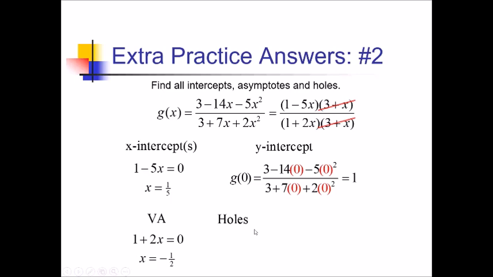For the holes, that's going to be whatever zeroes out any factors that got canceled out, like this 3 plus x. So if we see what makes 3 plus x equal to 0, that's going to be a hole at negative 3. And then finally, the horizontal asymptote: since we have the same degree for the numerator and denominator, they're both second degree, our horizontal asymptote is going to be the ratio of the leading coefficients, or at least the highest degree coefficients. So we're going to have negative 5 over positive 2 for this one.